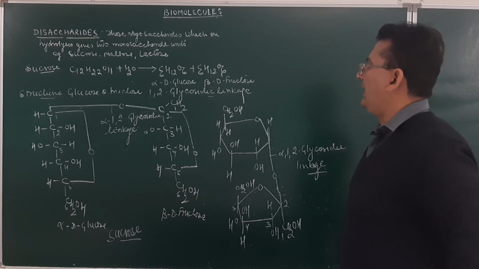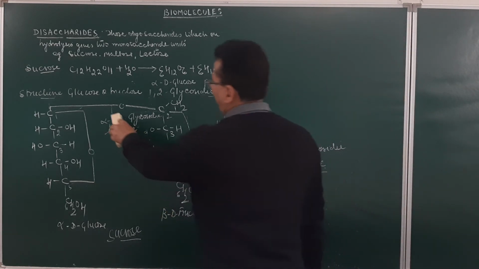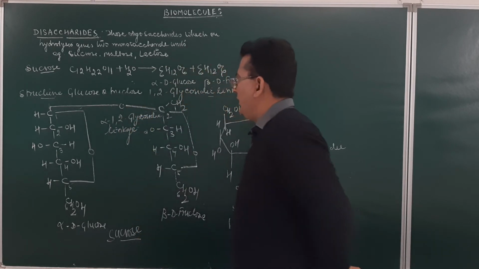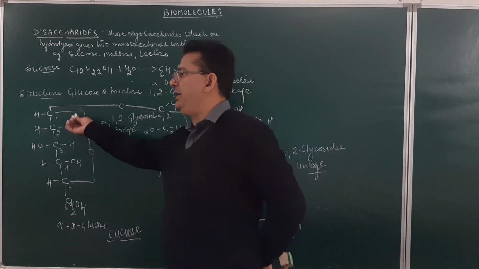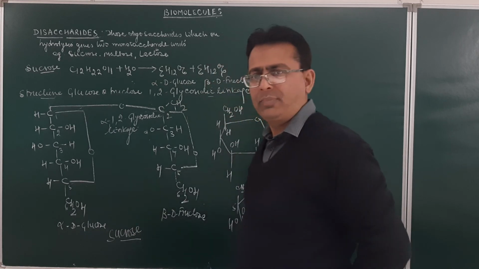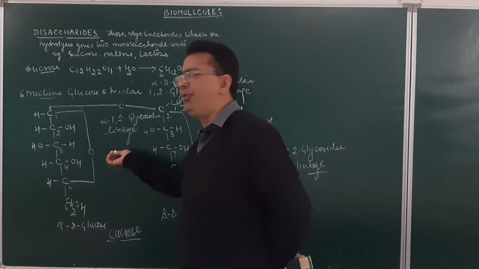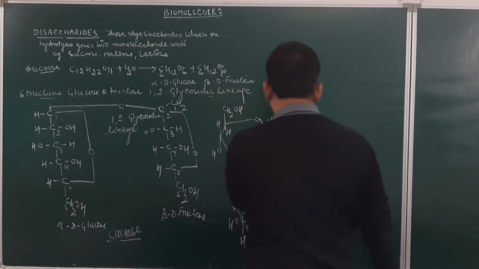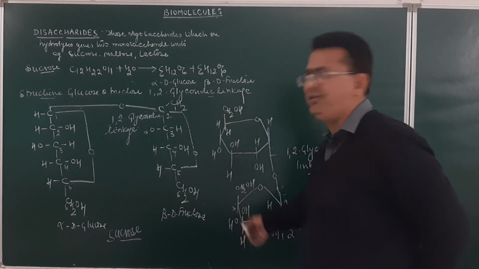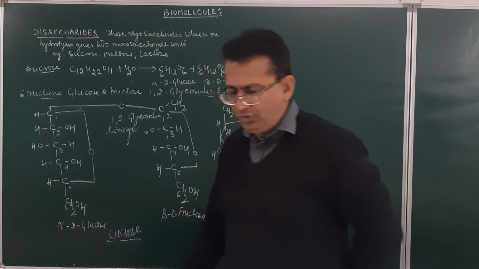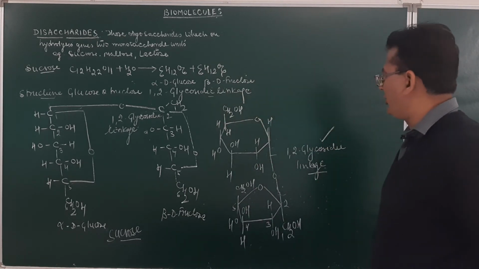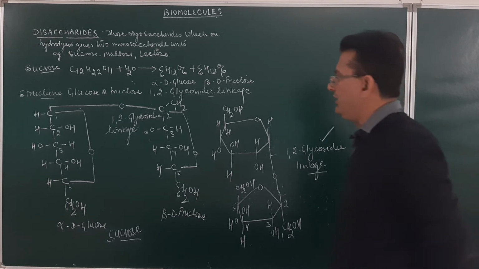Now, either they will be asking you to make the structure of this, or they will ask you the name of a monomeric unit, or they will ask you the type of linkage. This is 1,2 glycosidic linkage. In fact, not calling it as alpha 1,2 glycosidic because this is alpha beta. So simply say 1,2 glycosidic linkage or glycosidic linkage.